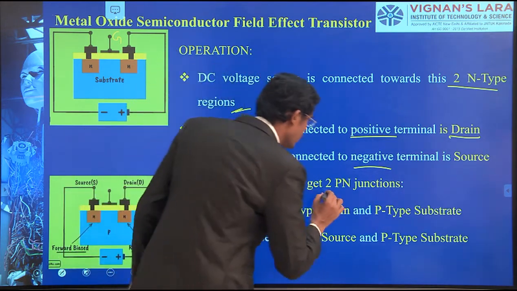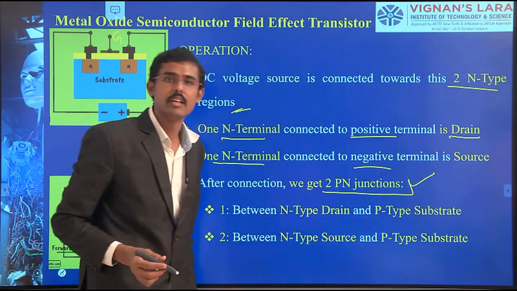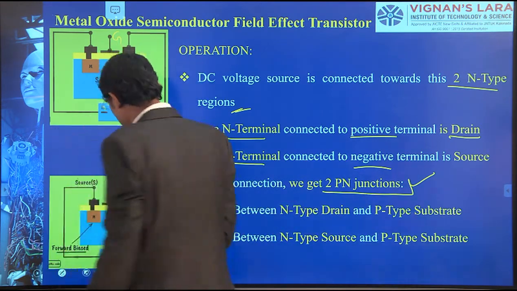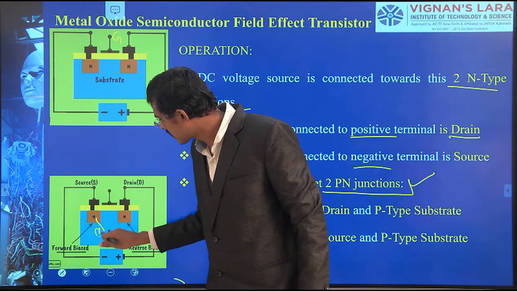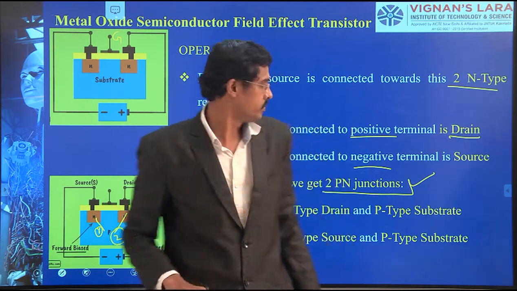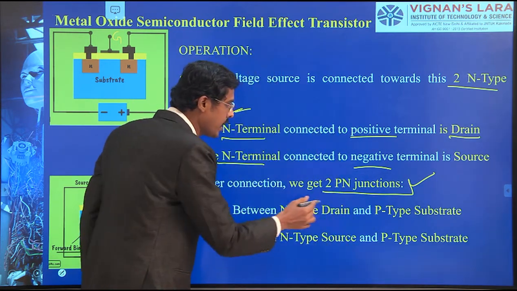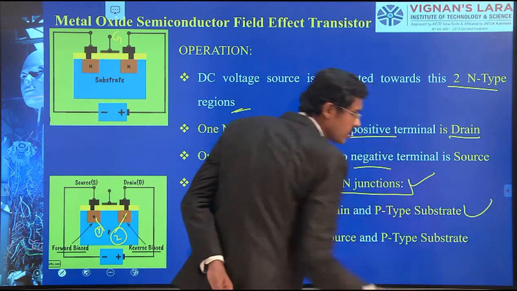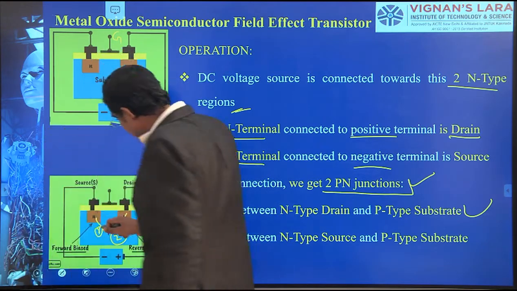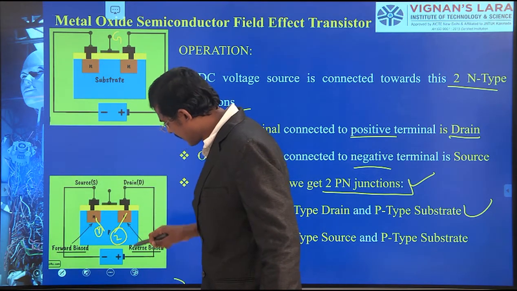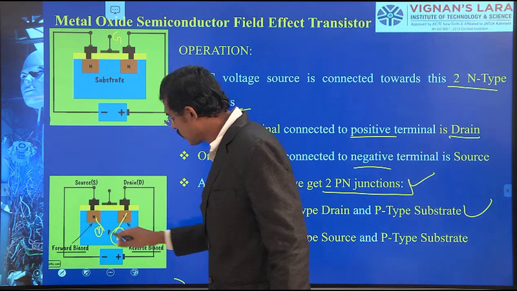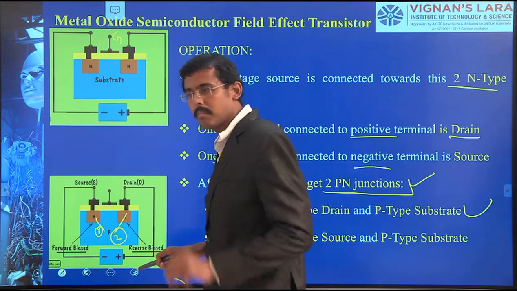After connecting, we get two PN junctions. How do we get two PN junctions? This combination is one PN junction and this combination belongs to the second one. One is between the N-type drain and the P-type substrate, and the second is between the N-type source terminal and the substrate. So we are getting two NP junctions here.